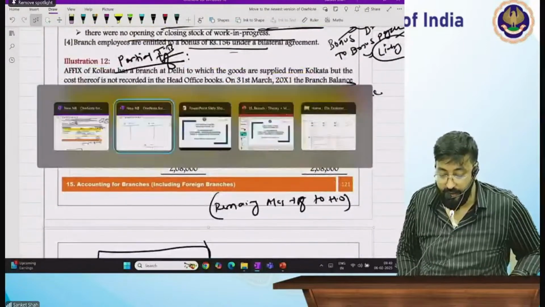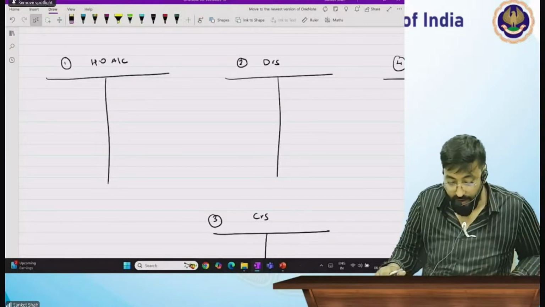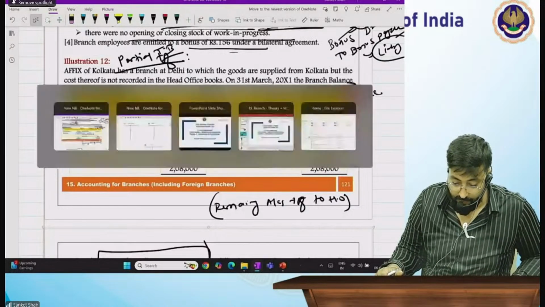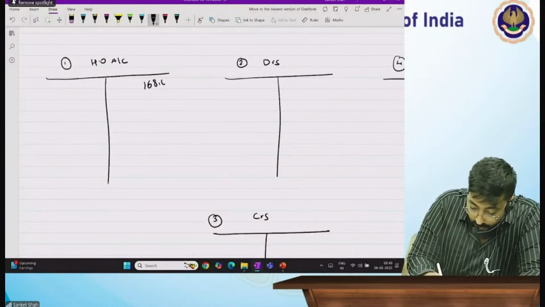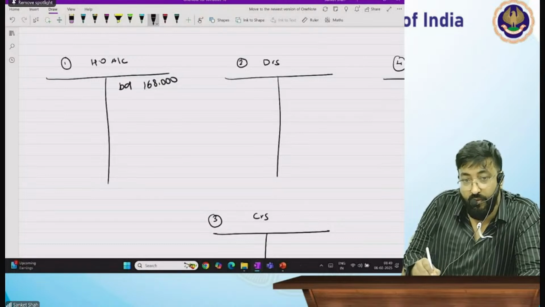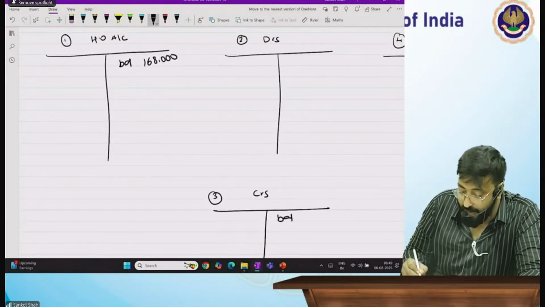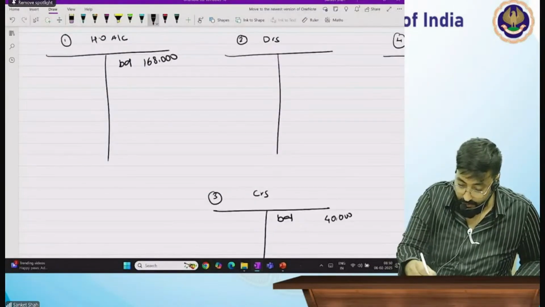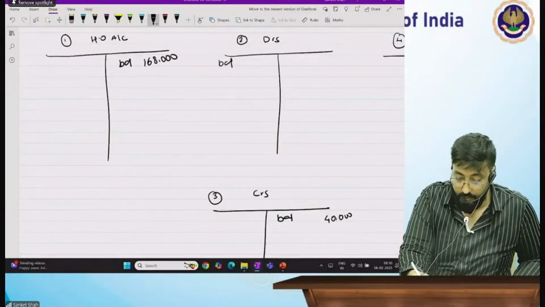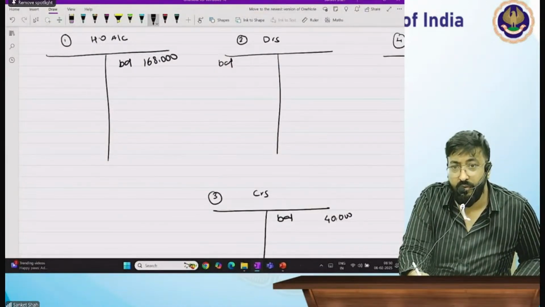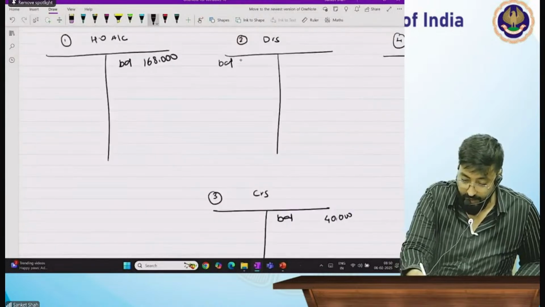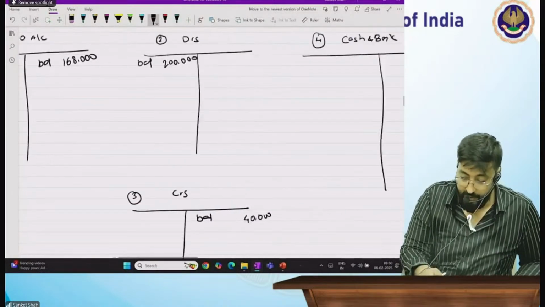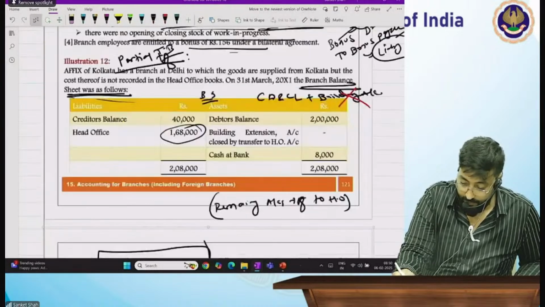First, in the exam, we will write all opening balances. Yes, HO has which balance, beta? Credit balance, sir, 1,68,000. In the exam you write all things, okay, beta? Okay, sir. By balance brought down, here I will write the opening balance only. How much for creditors? 40,000. Debtors, where to write? Sir, debit side, 2 lakhs. And cash and bank? Sir, debit side, 8,000.